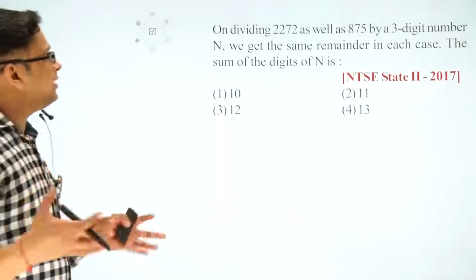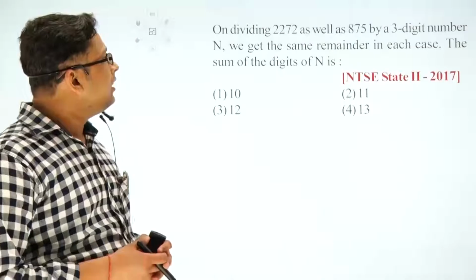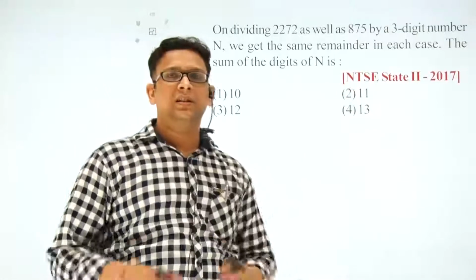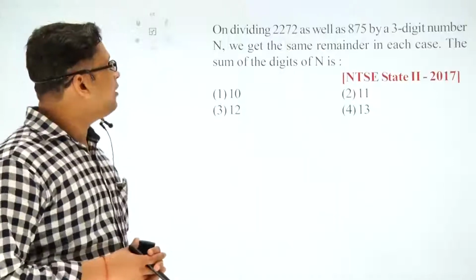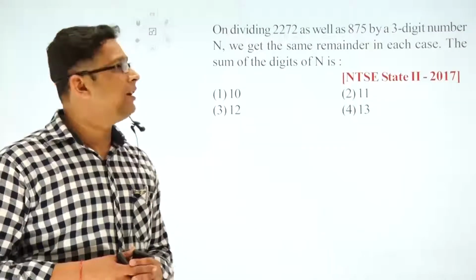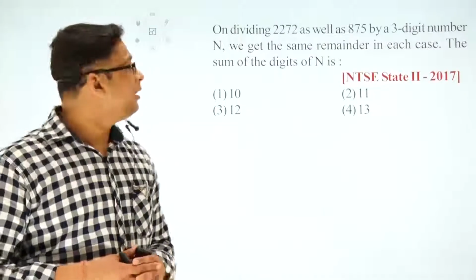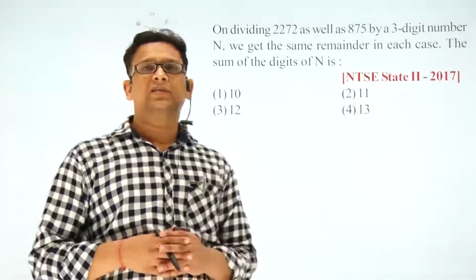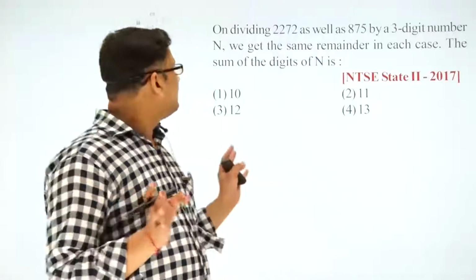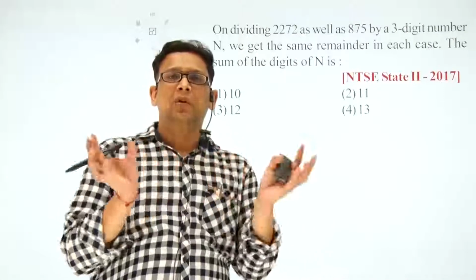Again this question is related to the concept of remainders, and it came in NTSE stage 2 in 2017. The question says that on dividing the numbers 2272 as well as 875 by a 3-digit number n, we get the same remainder in each case, and we have to find the sum of the digits of n.